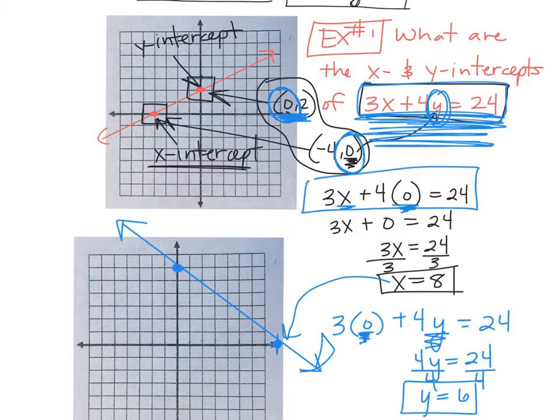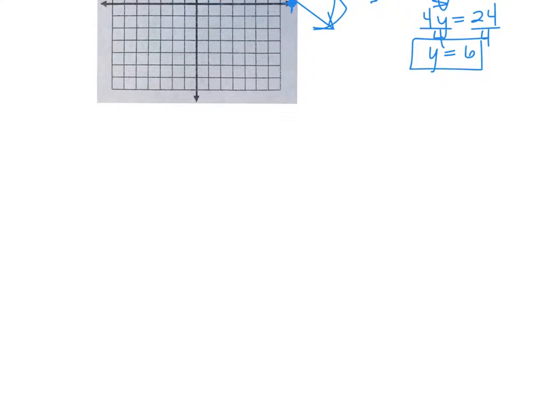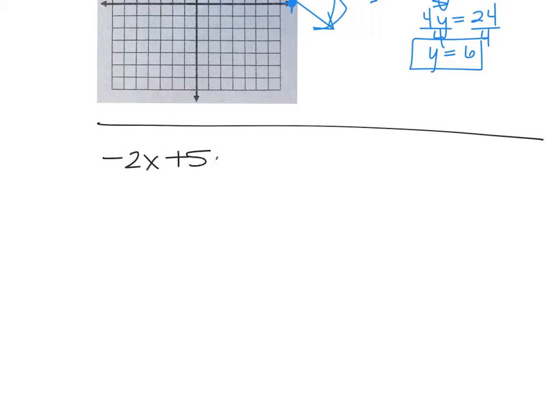So this is what you're doing, but there's kind of this shortcut. I'll show you, let's do a second problem, and I'll show you where the shortcut comes into play. Let's say I have negative 2x plus 5y equals 20, and I want to know what's my x-intercept and what's my y-intercept, okay?